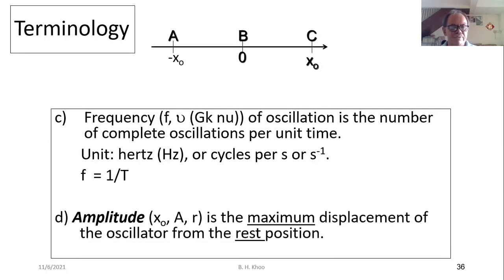Amplitude, right? You can use X naught, you can use A, or some books will use R. It is the maximum displacement of the oscillator from the rest position. So in this case, from B to C is the amplitude, or B to A is the amplitude. Nothing much, just memorize and know how to identify what's the amplitude, what's the frequency. So that's the amplitude.